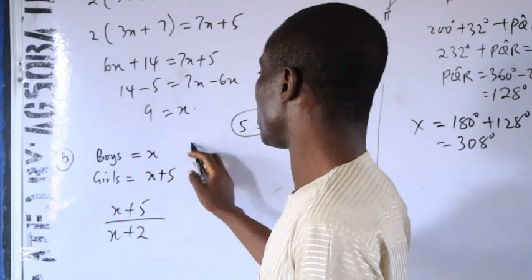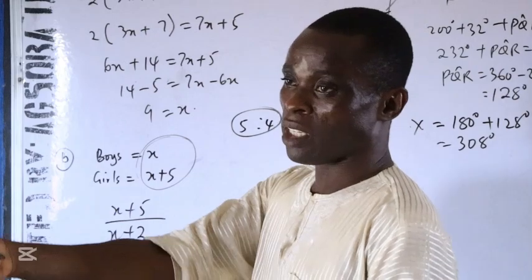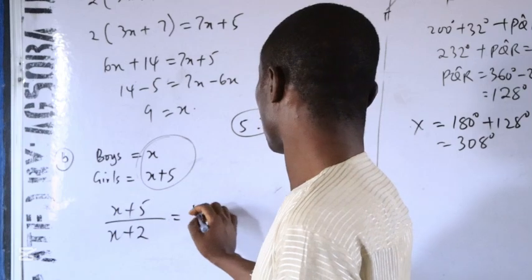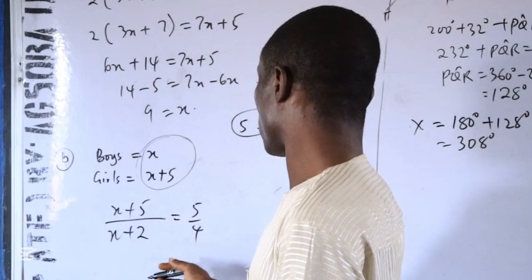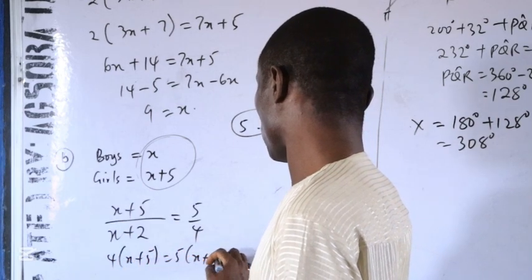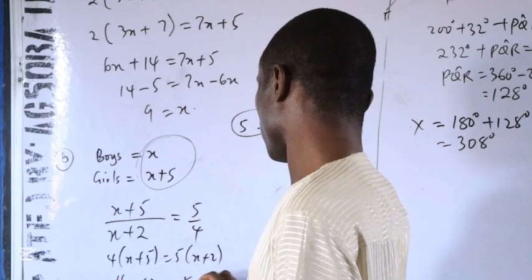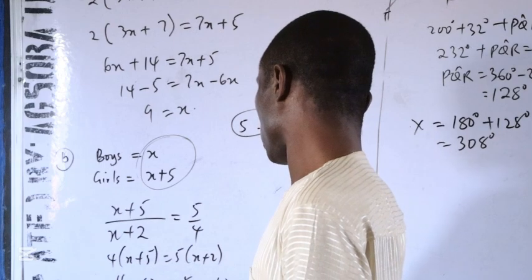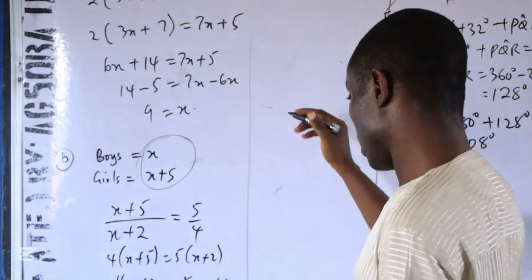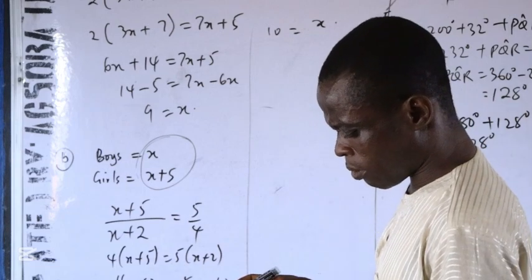Because this is still the number of students that we have in the class. That condition, if 2 boys join the class, is for us to get the value of S. Now, S plus 5 over S plus 2 is equal to 5 over 4. So when you cross multiply, we have 4 into S plus 5 is equal to 5 into S plus 2. 4S plus 20 equals 5S plus 10. 20 minus 10 is equal to 5S minus 4S. Thus 10 is equal to S.